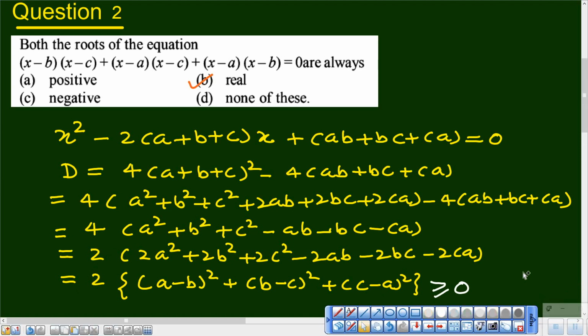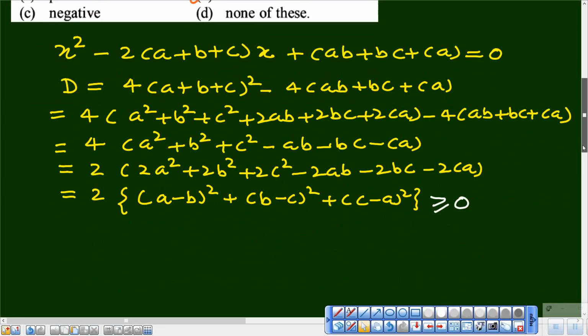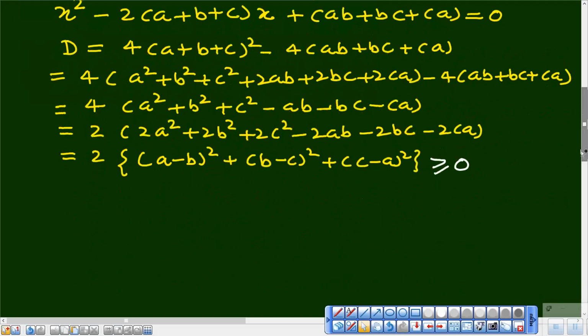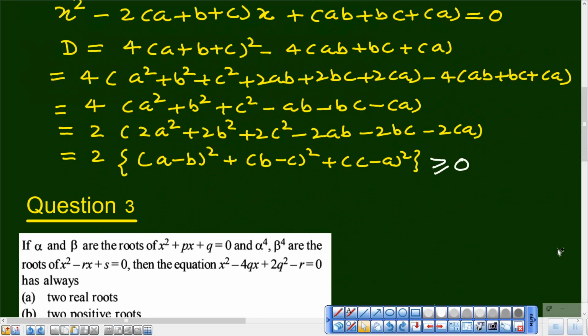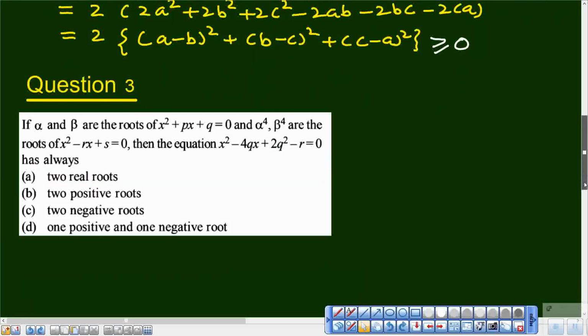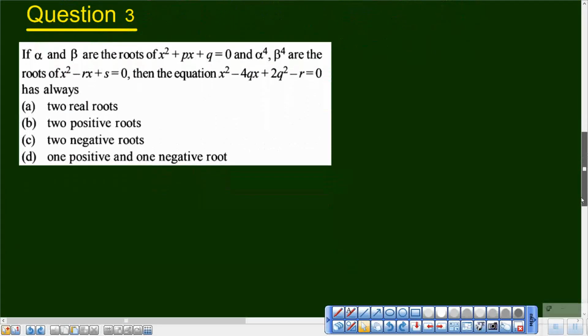Well, the third question is this. If alpha and beta are the roots of this equation, and alpha raised to the power 4 and beta raised to the power 4 are the roots of this equation, then this equation has always, you have to get the nature of the roots. You can see that the first given equation has roots alpha and beta.